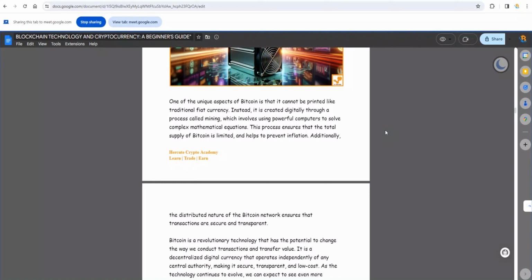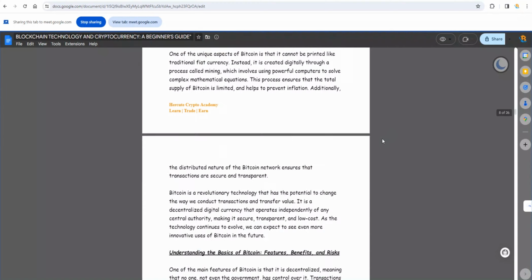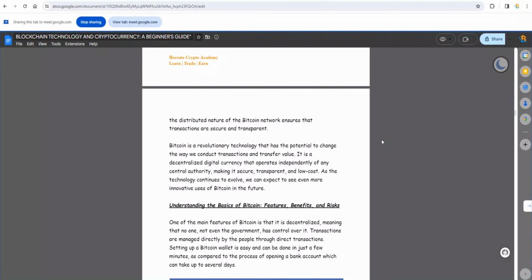Now, this process ensures that the total supply of Bitcoin is limited and helps to prevent inflation. Additionally, the distributed nature of the Bitcoin network ensures that transactions are secure and transparent. Bitcoin is a revolutionary technology that has the potential to change the way we conduct transactions and transfer value. It is a decentralized digital currency that operates independently of any central authority. It's not controlled by the Federal Reserve or the Central Bank of Kenya. No, it runs independently and it's decentralized, making it secure, transparent, and low cost.